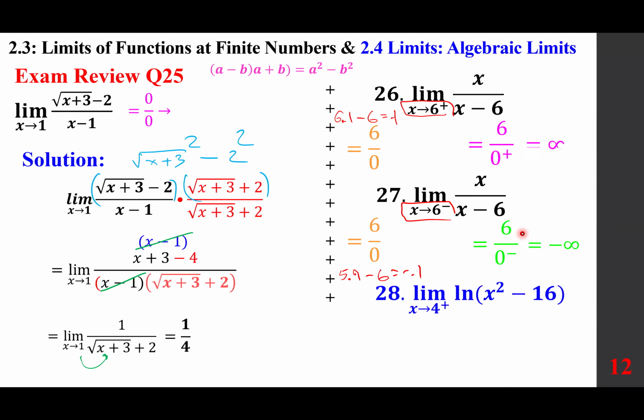Limit of natural log of x squared minus 16 as x approaches 4 from the right. You plug in, you get 16 minus 16, which is 0. But since 4 is from the right, then this is larger than 16. So this becomes 0 from the right. What's the answer? I remind you of the graph. If you look at the graph of the function, you can see natural log of 0 from the right goes down to negative infinity. The graph will help you answer the question.